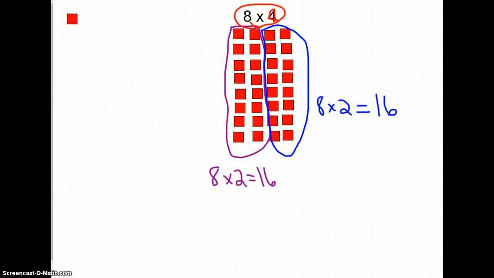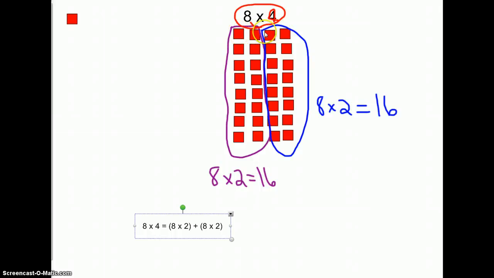So what I want you to write down in your notebook right now is, you should have this example drawn out, and you could have even drawn circles around it. But at the bottom, I want you to write down 8 times 4 equals, meaning that it is the same as 8 times 2 plus 8 times 2.